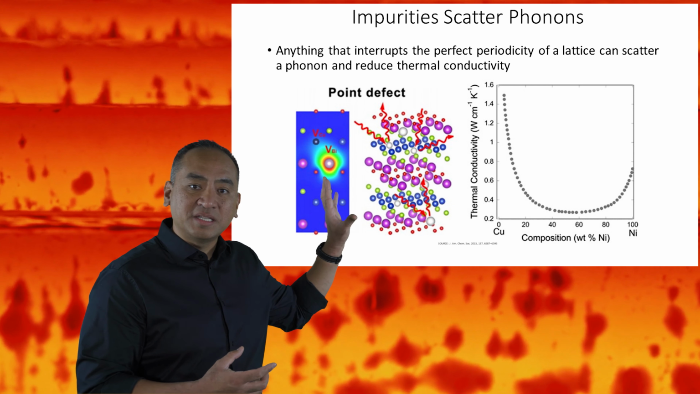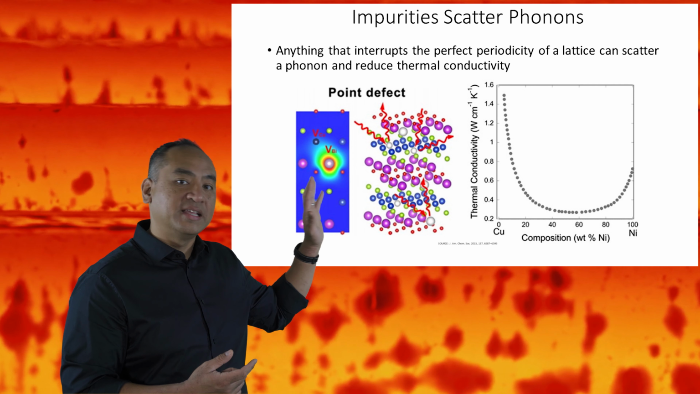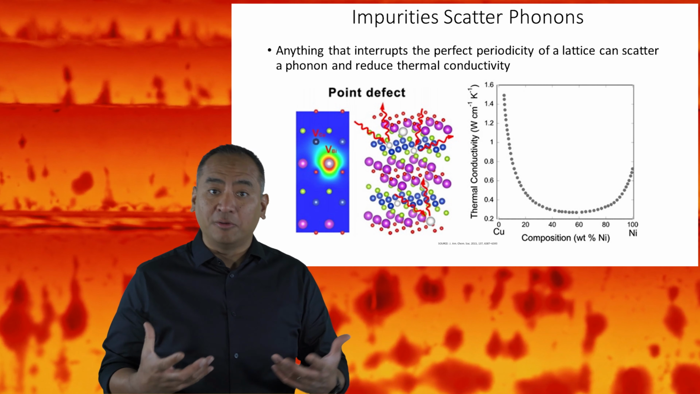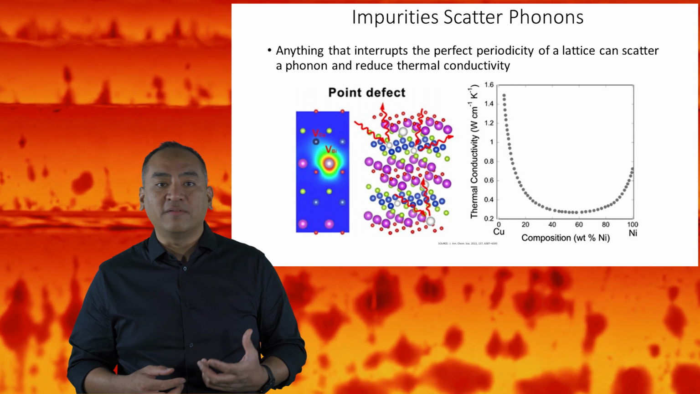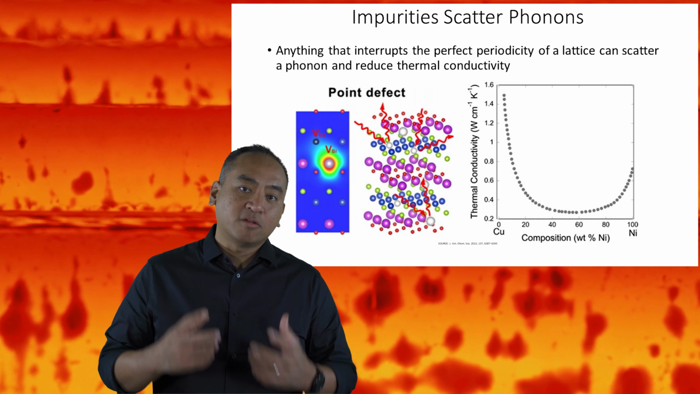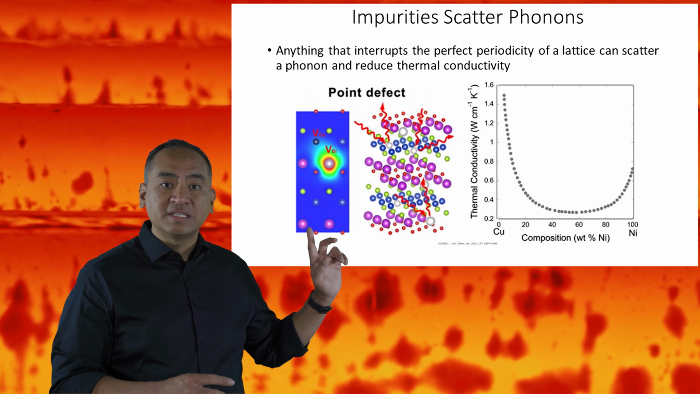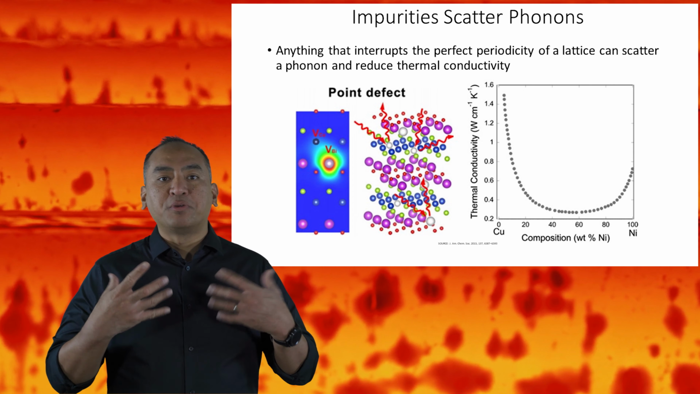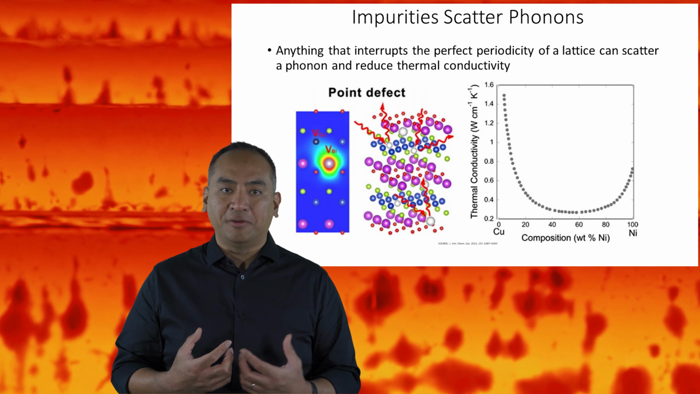The data that you see here is a graph of thermal conductivity as a function of nickel content in a copper-nickel alloy. Here you see the highest thermal conductivities are exhibited by pure copper and pure nickel. Thermal conductivities begin to drop as nickel is added to copper and vice versa. Thus, pure materials have higher thermal conductivities than alloys.